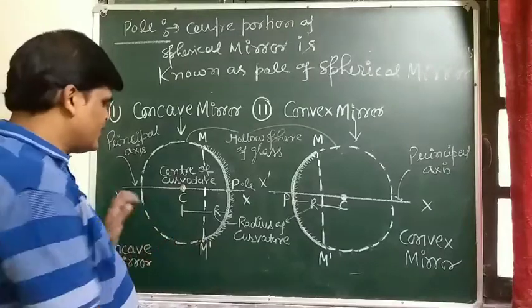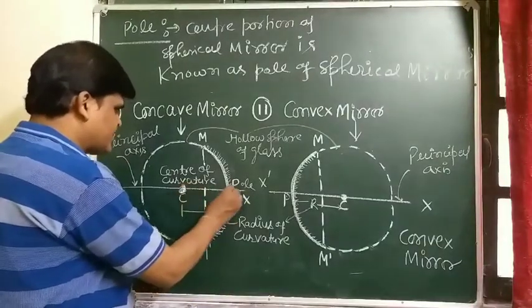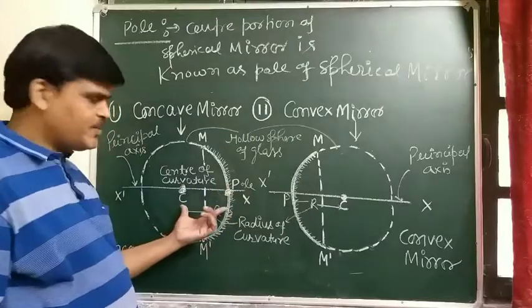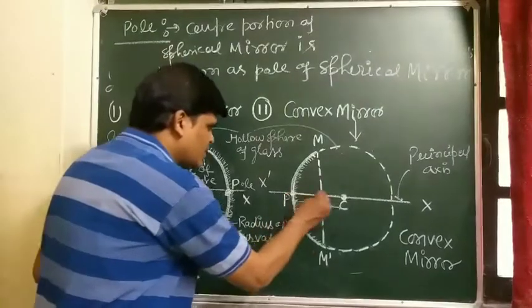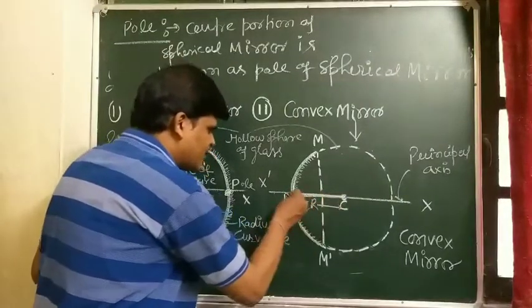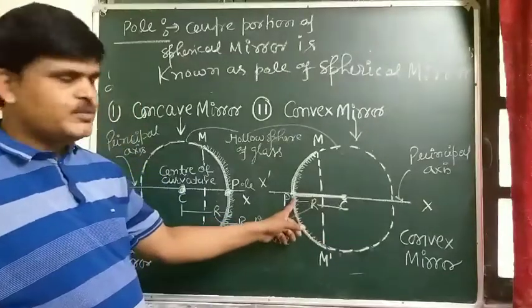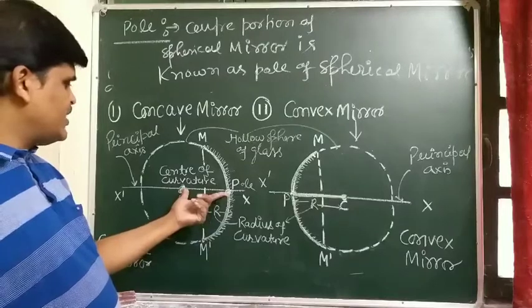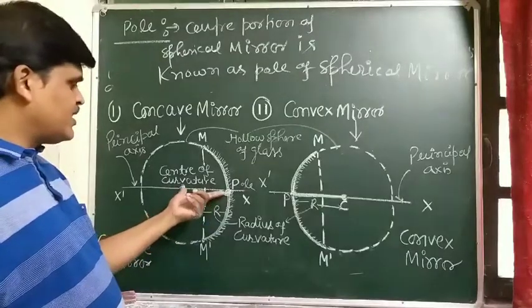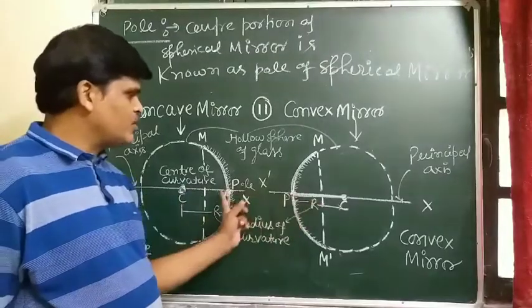And student, the distance between the center of curvature and the pole of a spherical mirror is known as radius of curvature. So the distance between what? P and C. C is the center of curvature, P is the pole of the spherical mirror. So the distance between the center of curvature and the pole of a spherical mirror is known as what? Radius of curvature for both spherical mirrors.